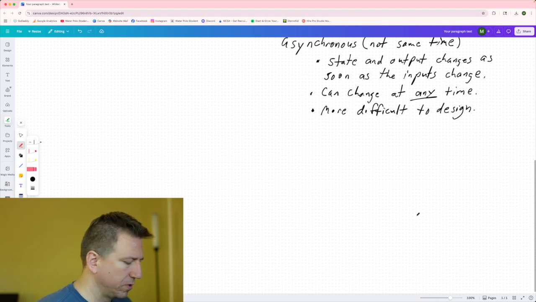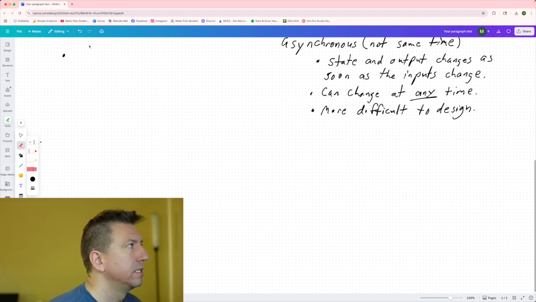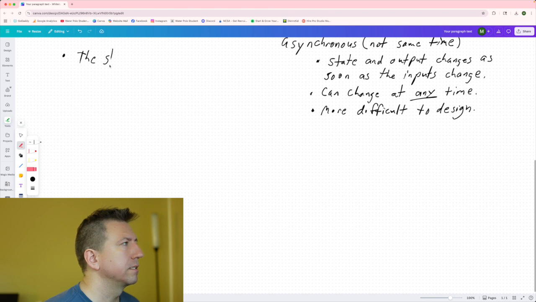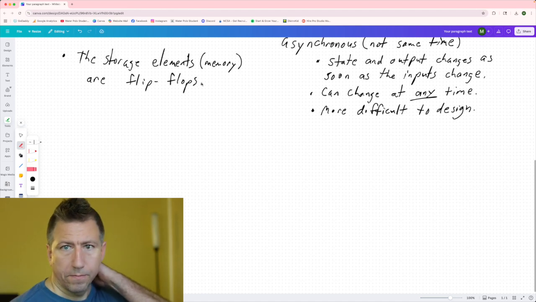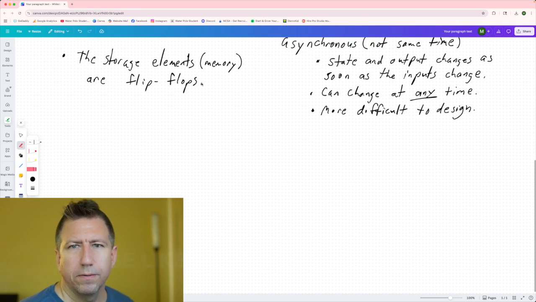So one more thing I wanted to add is the storage elements that we're going to look at. The memory for us are going to be flip-flops, and we'll look at those in future videos. Okay, I think that's about it that I want to talk about right now.